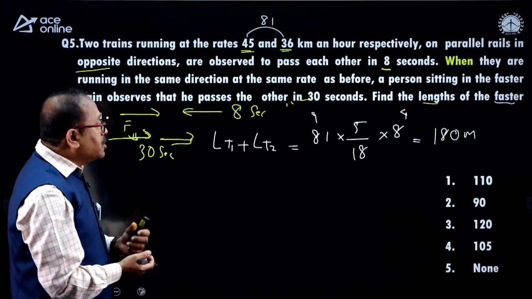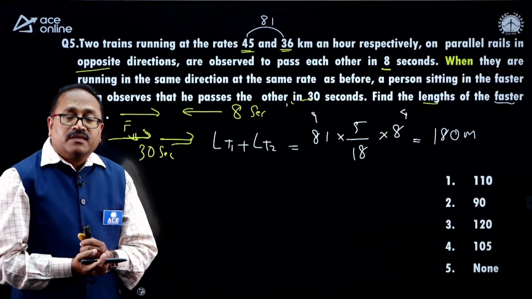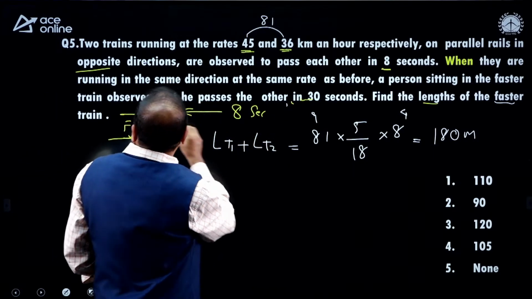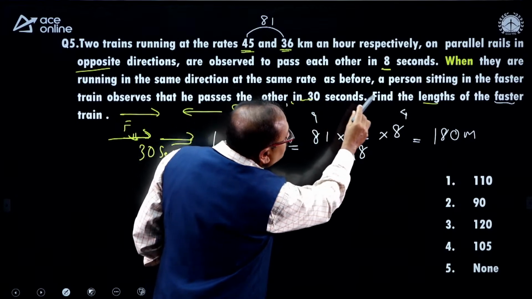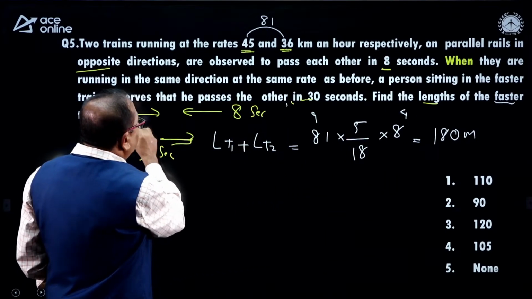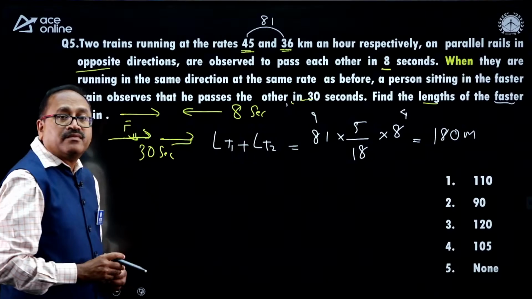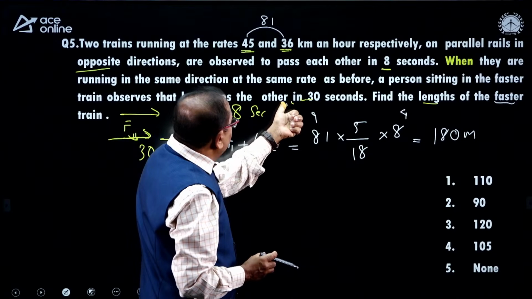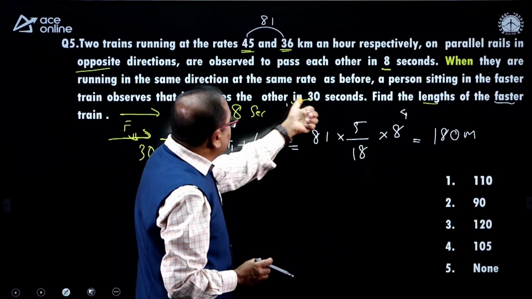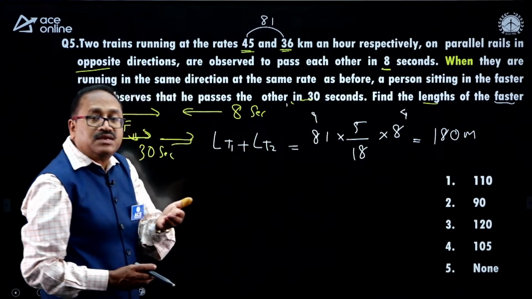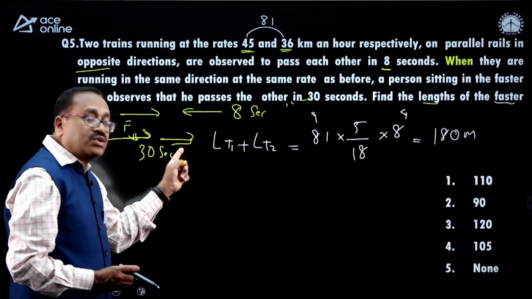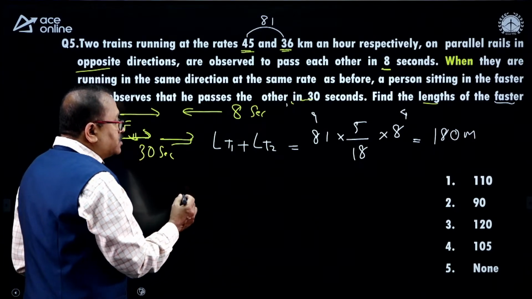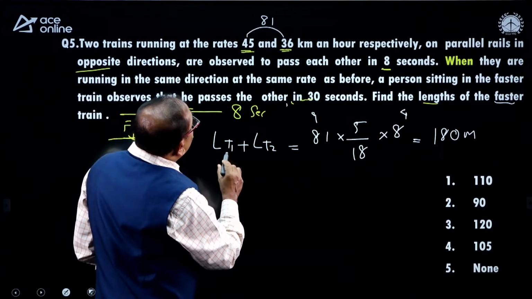Can I find out the length, speed of the slower train? Not the speed, length of the slower train. How do I find out? So, here it is said that when they are running in the same direction, the man in the faster train observed that he passed the slower train in 30 seconds. So, I can find out the slower train length. What will be the length over here? So, the slower train length is here.